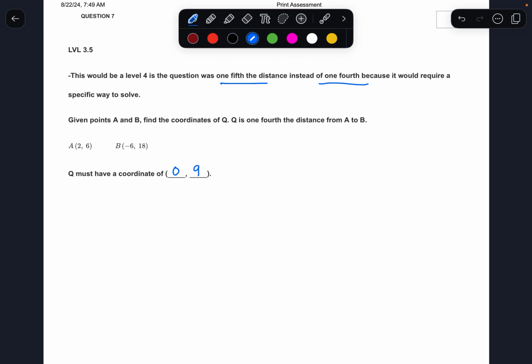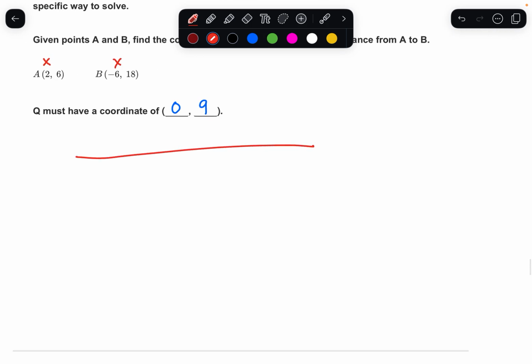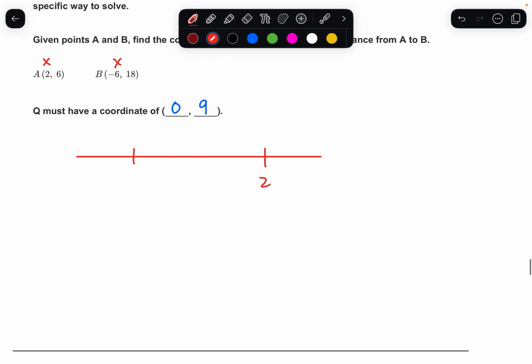This is the hardest one to understand by far. We're going to have to break it down slowly and one letter at a time. So let's start with the x's only, and let's think about on a number line what is happening. We have a coordinate at 2 and a coordinate at -6, and we're going from A to B. This is A and B.